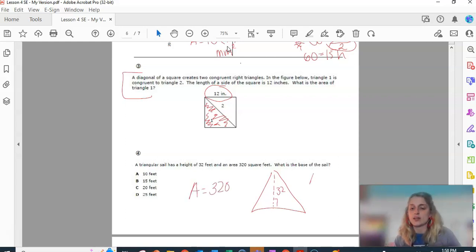So again, you're writing your formula. I should see a formula written for every single problem. You're filling in what you know. 1/2 of, even though it says base here, I can write them in any order, so I'm going to write 1/2 of 32 times the base. You're going to find half of 32. Then you're going to isolate your b. It's going to be one of these 3 answers.